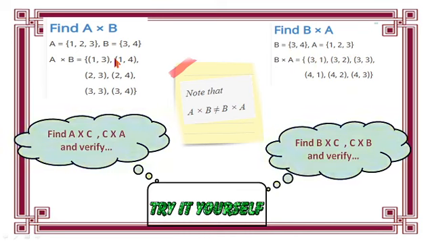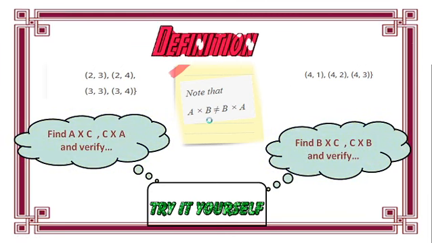Are they both equal? No. So note that A cross B does not mean B cross A. You can verify the same thing by calculating A cross C and C cross A, B cross C and C cross B. Calculate and verify that they are not equal.